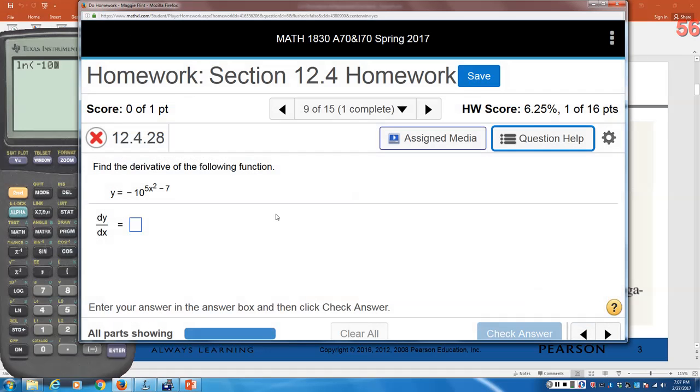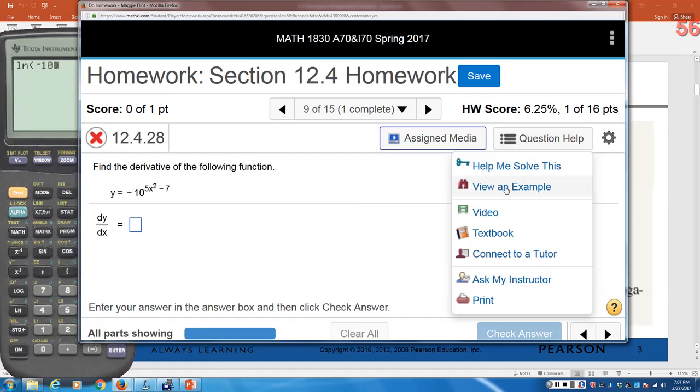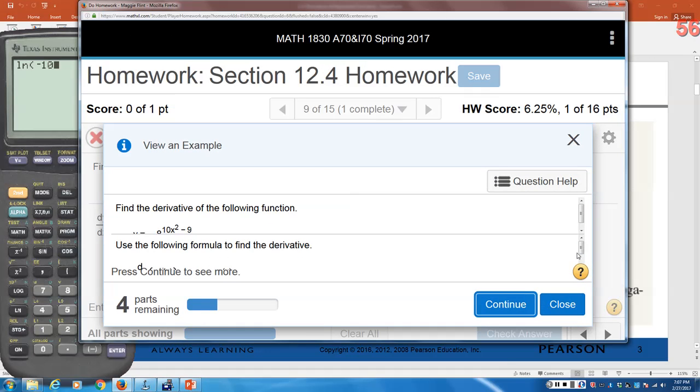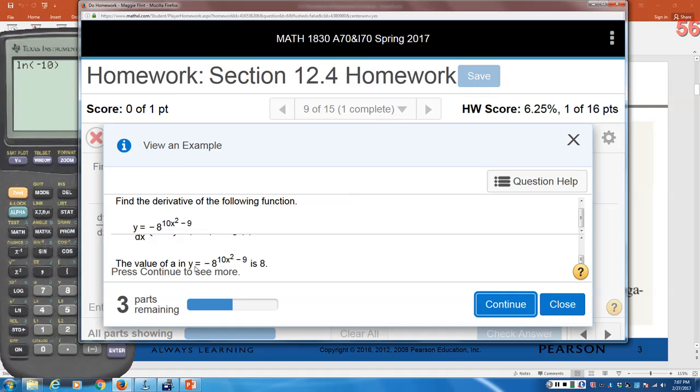I'm just going to make it solve this one rather than go through the stepping through. The value of A in LNY is negative 8, but they're using positive 8. Okay? Even though it says negative 8. I'm going to see if they tell you why you have to use negative 8.